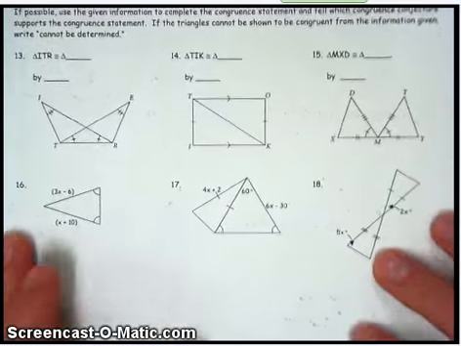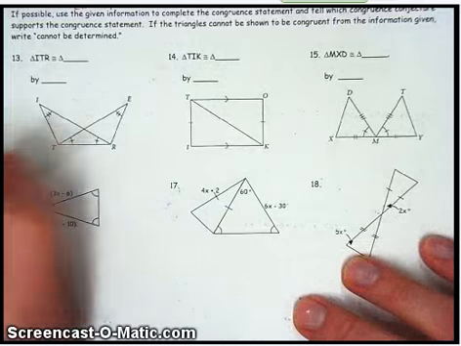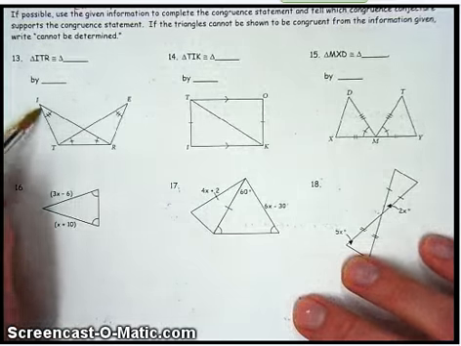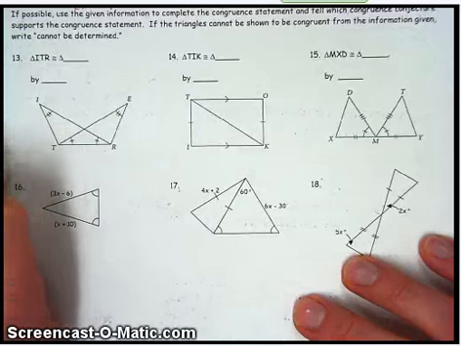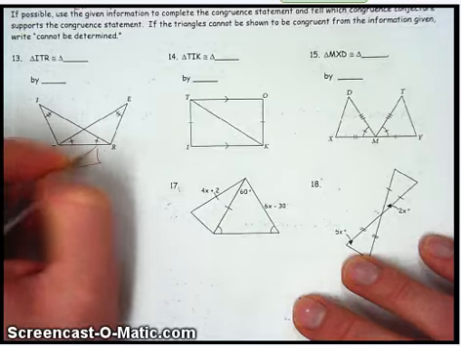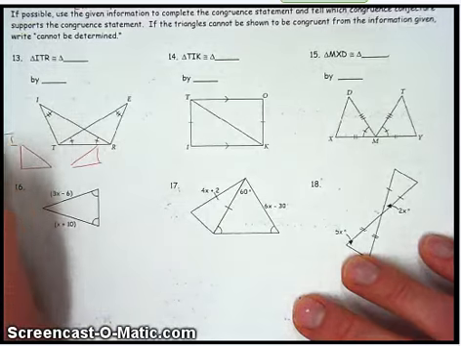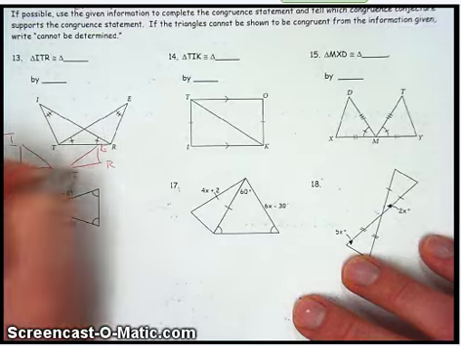All right, a couple other ones here real quick. So these, I've got triangle ITR. I have to decide if it's congruent. So I've got ITR. I would recommend that you draw the two triangles separately. So I have ITR. There's ERT.